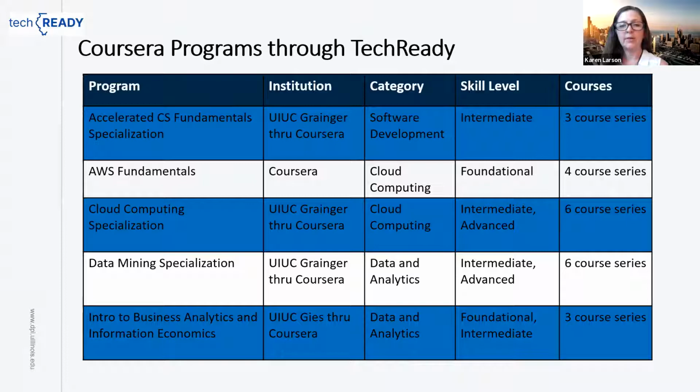The fourth one is Data Mining Specialization, also through the Granger College of Engineering, and that one is focused on data and analytics, developing intermediate to advanced skills over a 6-course series. And the last one I'm going to talk about today is Introduction to Business Analytics and Information Economics. That's also through the University of Illinois Urbana-Champaign, but through the Gies College of Business. That one also is focused on data and analytics, developing foundational to intermediate skills, and that one is a 3-course series.